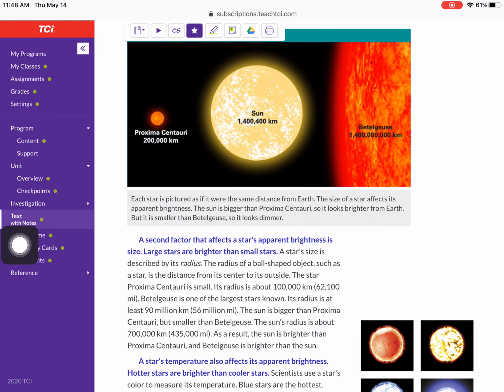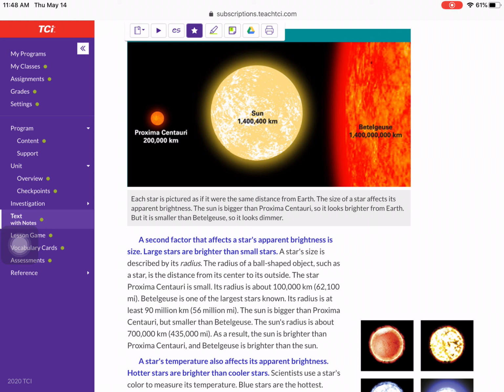So, read this caption here. Each star is pictured as if it were the same distance from Earth. The size of the star affects its apparent brightness. The Sun is bigger than Proxima Centauri, so it looks brighter from Earth. But it is smaller than Betelgeuse, so it looks dimmer.